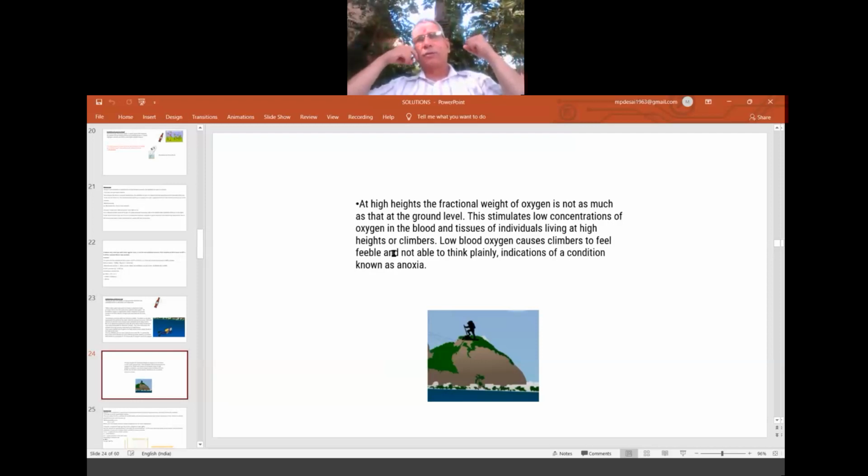Without training, if you go there, we get problems: headache, dizziness, all those will happen. In general, that medical term is what? Anoxia. Oxia means with oxygen, anoxia is without oxygen, meaning less oxygen. So less supply of oxygen, so anoxia. That's why, thoroughly at the base camp they are trained, and slowly, day by day, the height is increased. Suddenly, they are not taken to the highest level.